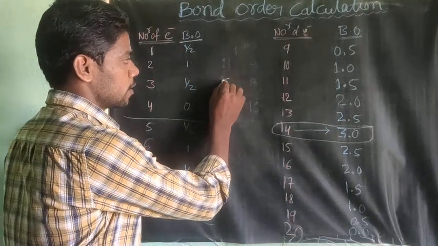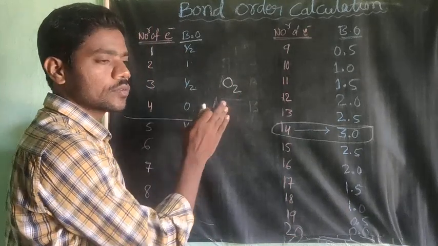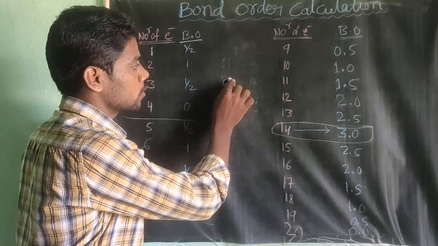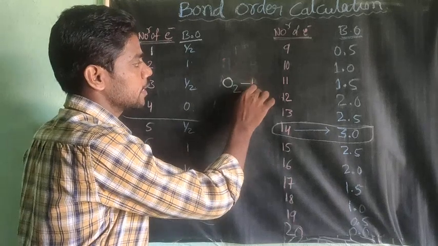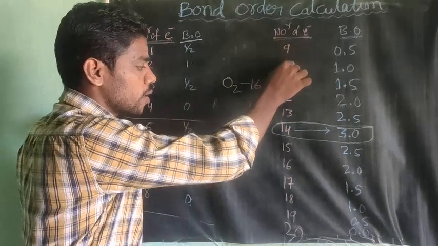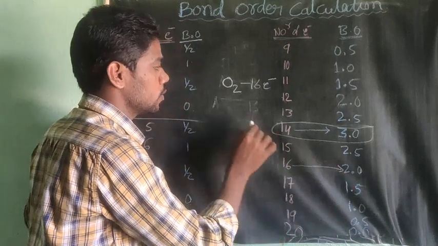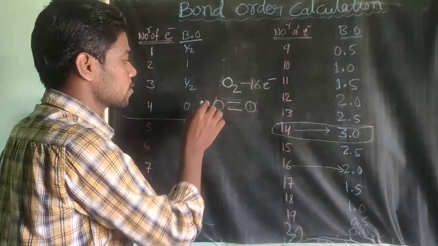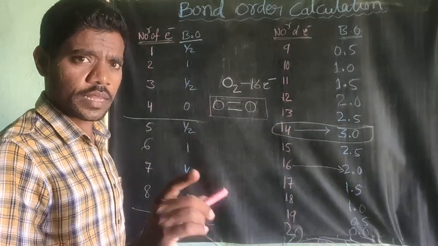Take O2, oxygen. We have to count the number of electrons. One oxygen has 8, and there are 2 oxygens, so 2 oxygens means 16 electrons. With 16 electrons, we go to 16, and the bond order is 2. Therefore, oxygen binds by 2 bonds. It's very easy, right?